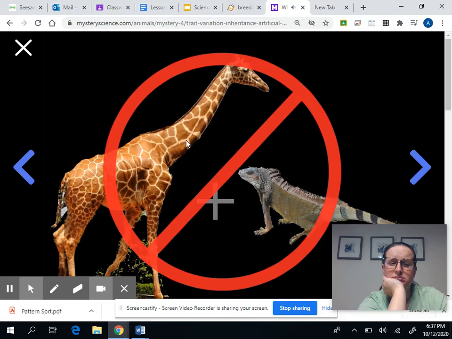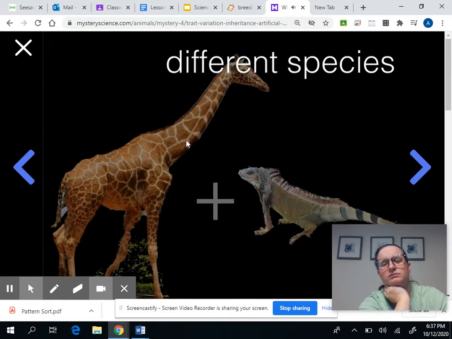In order to have babies, the animals have to be similar to each other. They have to be the same species or same kind of animal. Right. A giraffe and an iguana are totally different from each other. They're not even close to being the same species. Yeah, what kind of animal is an iguana?